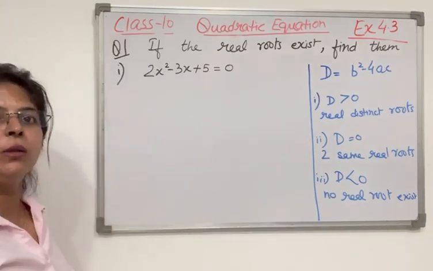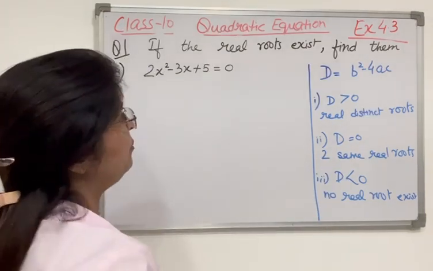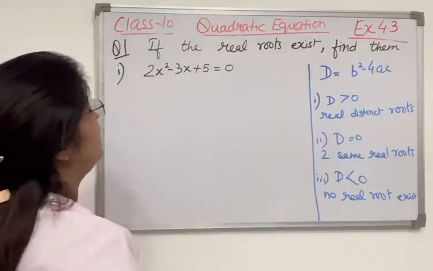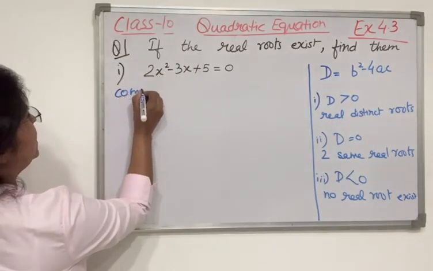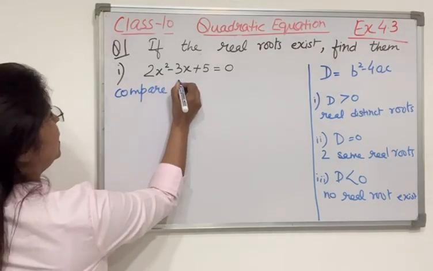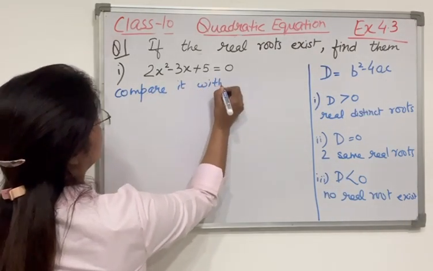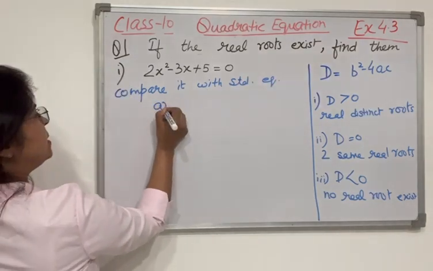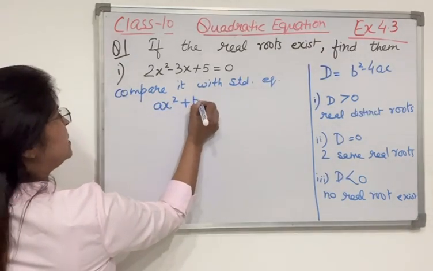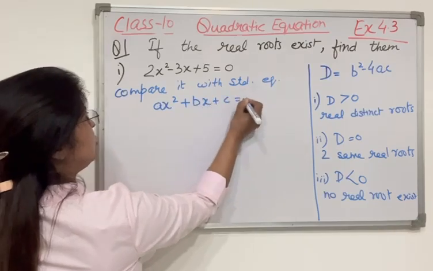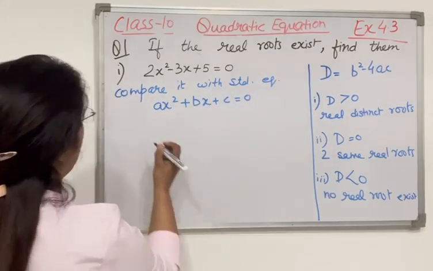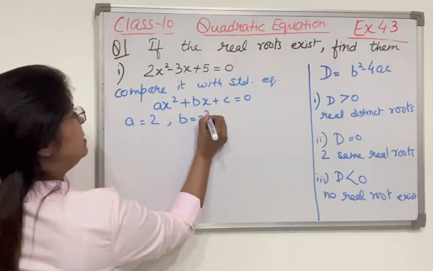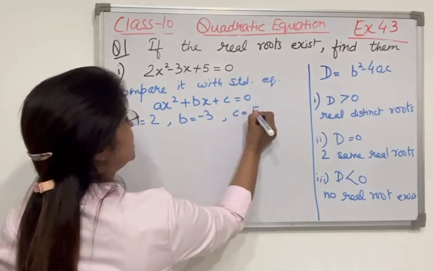So now the thing is, we have to find out D. And we know D is b square minus 4ac. So before finding D, let's compare it with the standard quadratic equation. And the standard quadratic equation is ax square plus bx plus c is equal to 0. Here a is 2, b is minus 3 and c is 5.